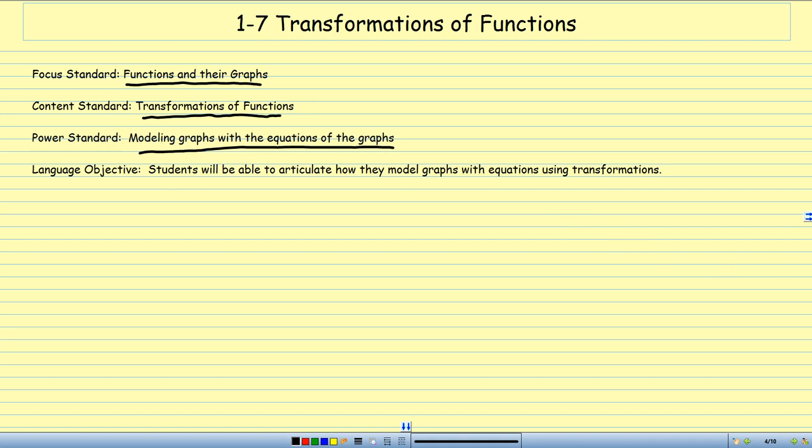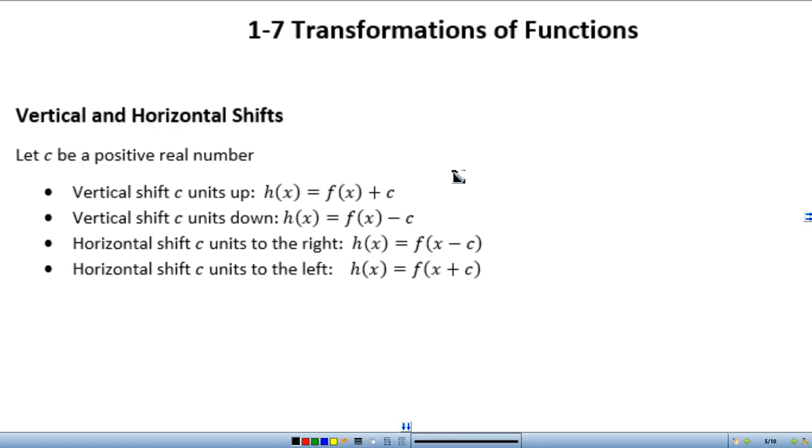equations using transformations. So here's the thing with transformations: a vertical shift, it moves the graph up. Okay, if I have a plus a number on the outside, so for instance, if I have x squared plus 1, I'm moving the graph of y equals x squared up by 1. This one moves it down. And the example is x squared minus 1, I move the graph down.